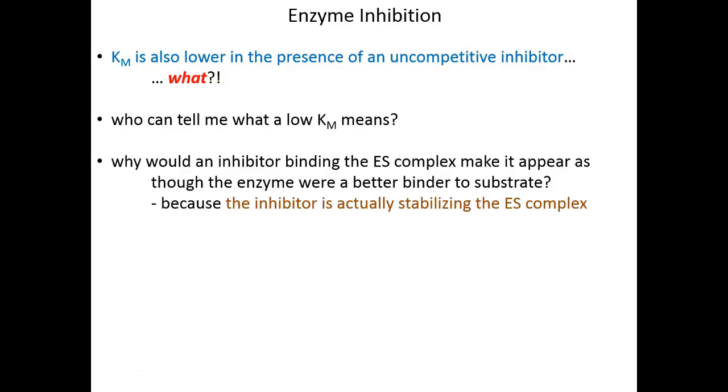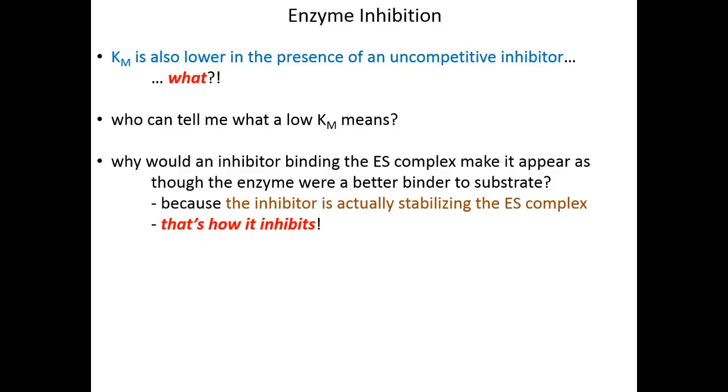Well, the reason is because the inhibitor, by binding to the enzyme-substrate complex, actually stabilizes that complex. Remember when I showed you E plus S going to the enzyme-substrate complex, and we talked about k minus 1, the reverse reaction. Every once in a while, enzyme-substrate complex can fall apart back to enzyme and substrate. That doesn't happen in the presence of an uncompetitive inhibitor. The uncompetitive inhibitor stabilizes enzyme-substrate binding.